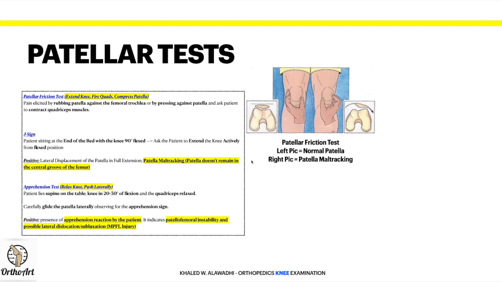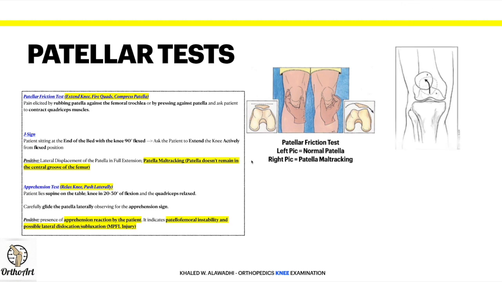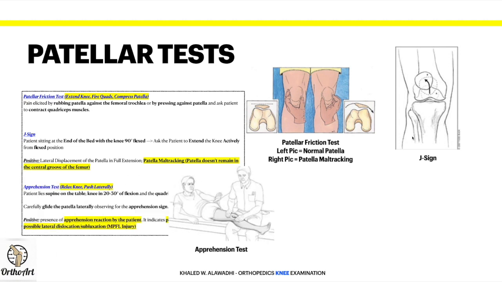A J sign. The patient will be sitting at the end of the bed with the knee 90 degrees flexed. Ask the patient to extend the knee actively from a flexed position, and then you check for the J sign. I'll show you in a video later on.